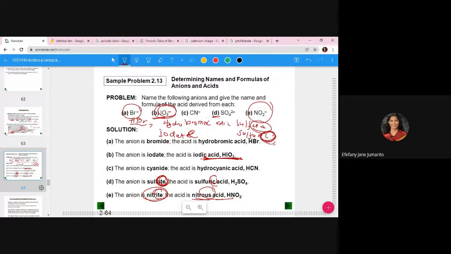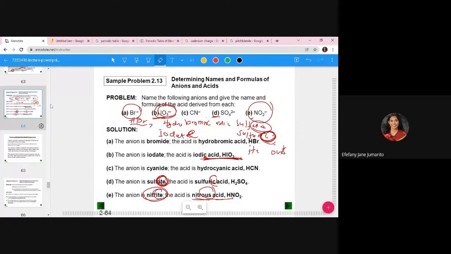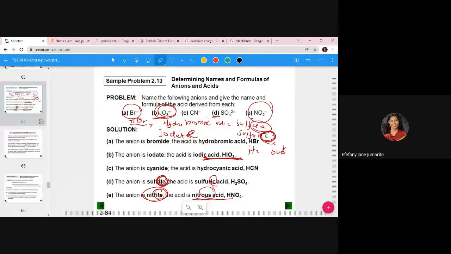What about letter E? Nitrite. For nitrite, the ITE changes to OUS. So it becomes nitrous acid. Okay? So you review. Is that okay?